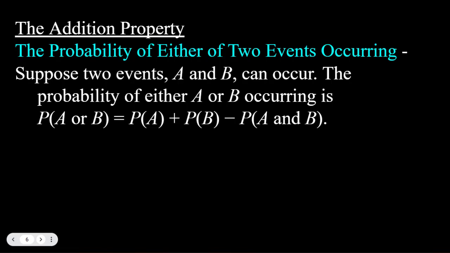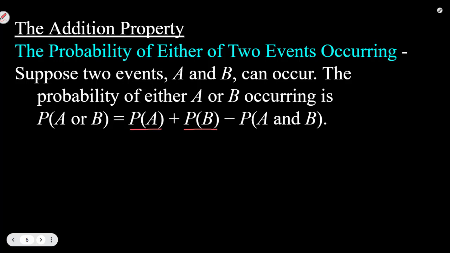And the issue here is if these events are not disjoint and you just add the probability of A together with the probability of B, some of your events have been counted twice, and so you have to subtract out those events that have been counted twice. So that's what the minus P of A and B is doing for us.